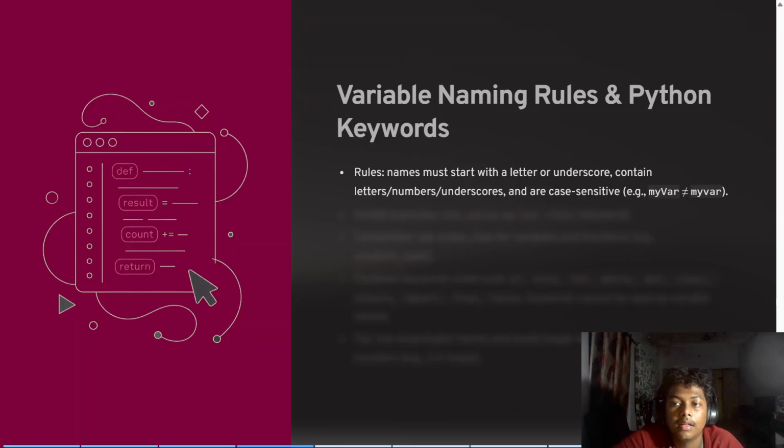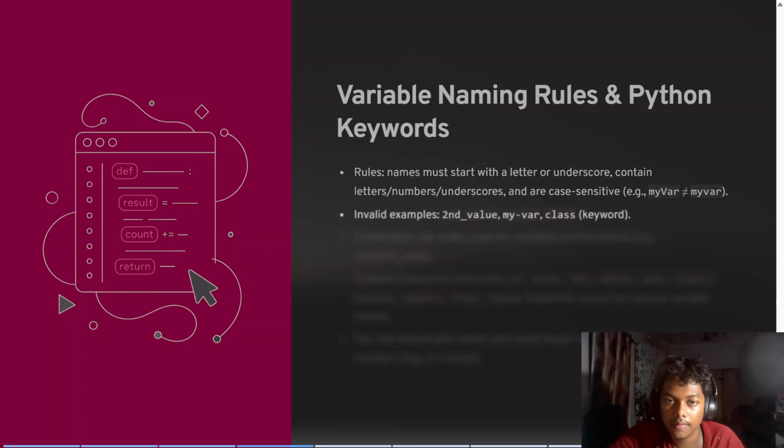My var is not equal to my VR. Python is a case sensitive language. So if a is equal to 10 and capital A is equal to 10, both are different; it treats both differently. For example, see the second value. We're giving an underscore in it, and my var class is a keyword.